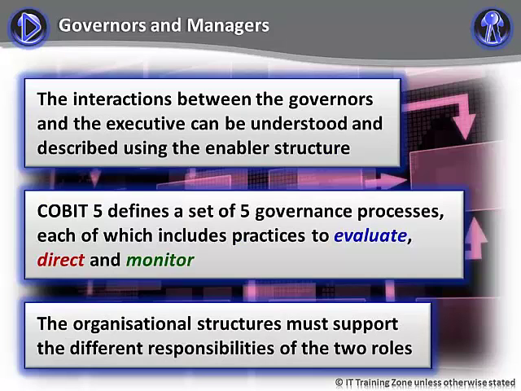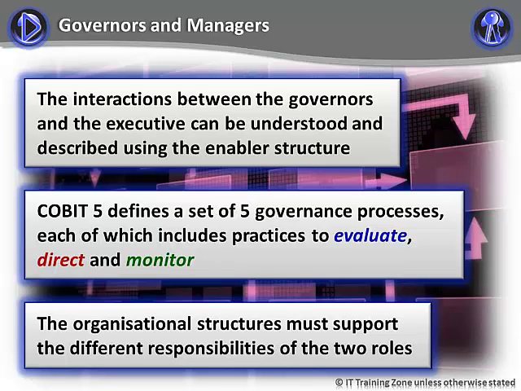The interactions between the governors and the executive can be understood and described using the enabler structure that we discussed in the last lesson. We'll explore this over the next few screens. COBIT 5 defines a set of 5 governance processes, each of which includes practices to evaluate, direct, and monitor. The processes define roles and responsibilities. The information flow between governors and executives is described in terms of the inputs and outputs of the processes.